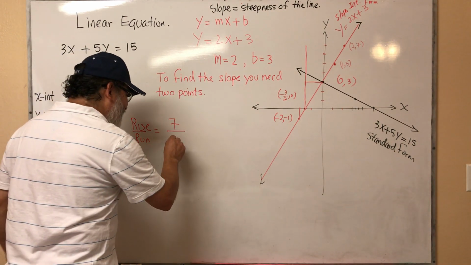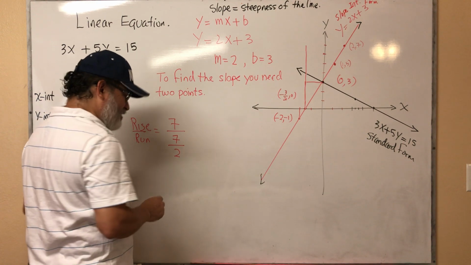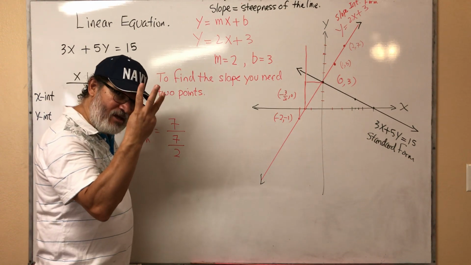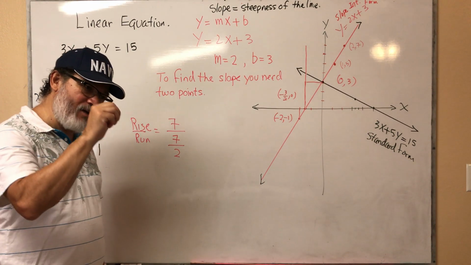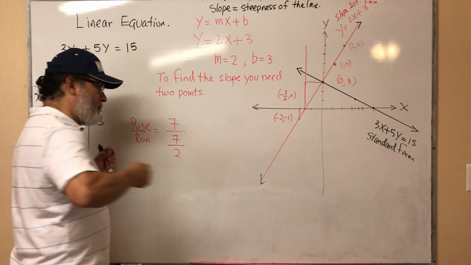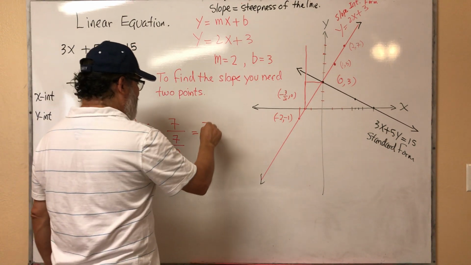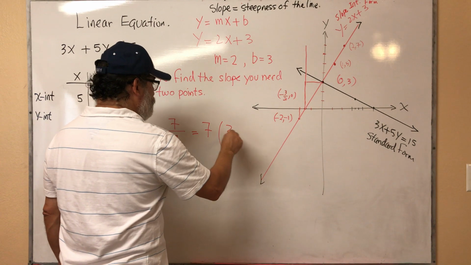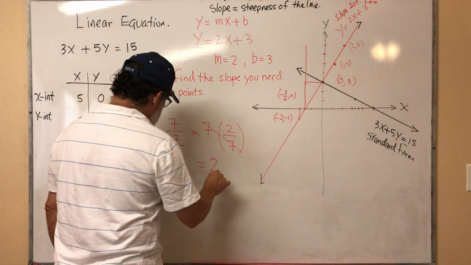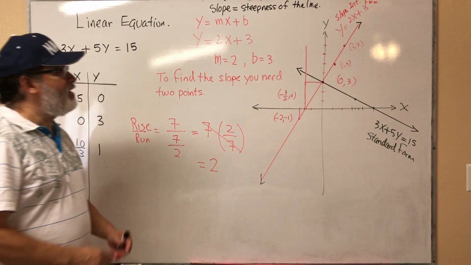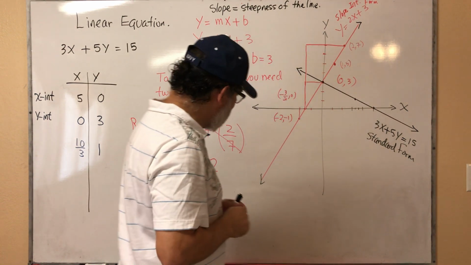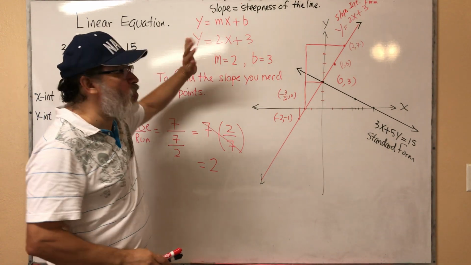3.5 is 7 halves. If you don't believe me, divide 2 into 7, you get 3, and what's left over? 1. So this is 3.5. Flip it over. If you flip it over, this is 7 times 2 over 7. The 7s cancel. What do you get again? You get 2. You see? Rise over the run for this red line is always 2.